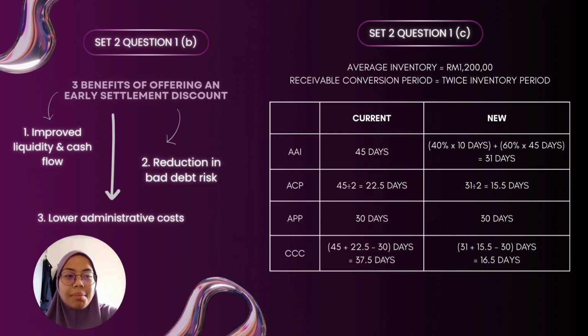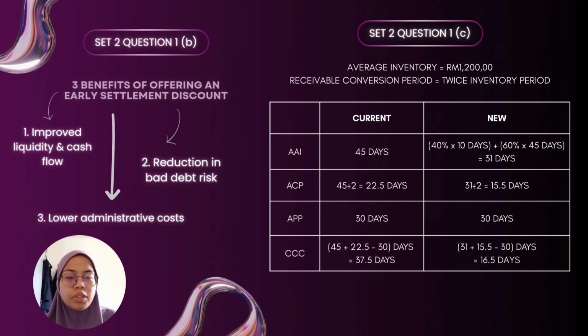Next is reduction in bad debt risk. The longer a debt remains unpaid, the higher the chance it becomes uncollectable, because rapid payment can minimize the window of time in which a customer might face financial distress and default. And three, lower administrative costs. This faster collection means the credit department spends less time and resources chasing overdue invoices, basically with sending reminders or initiating legal recovery processes.